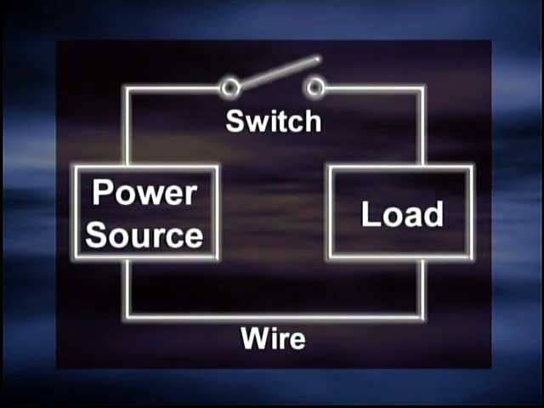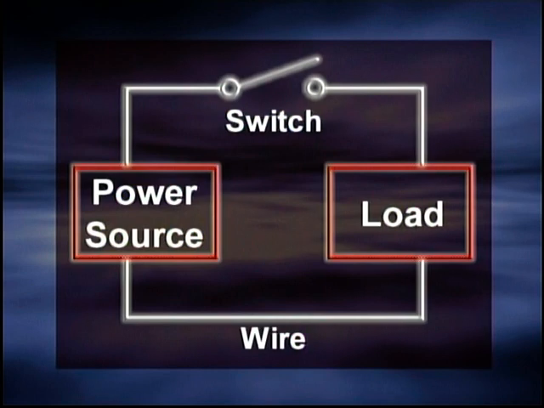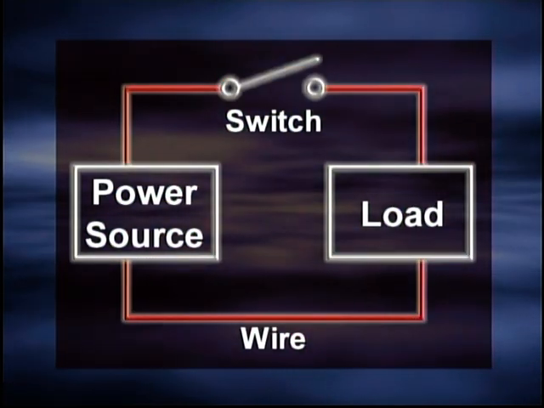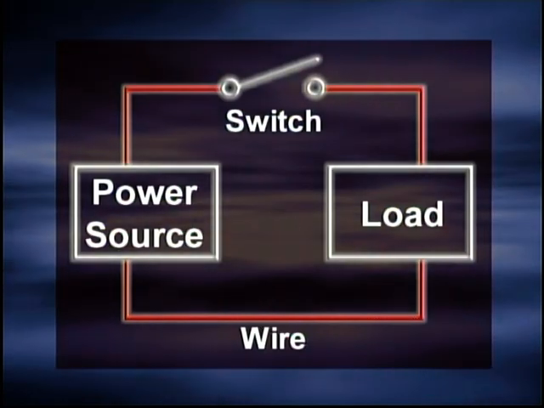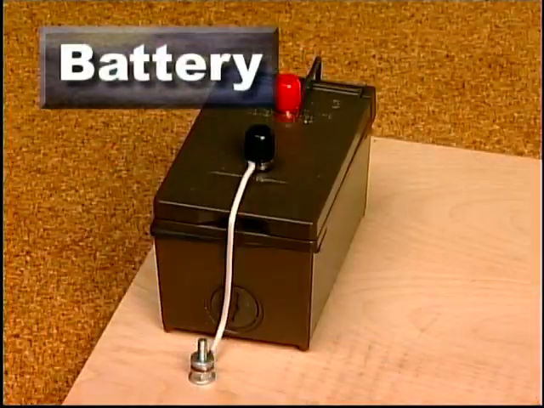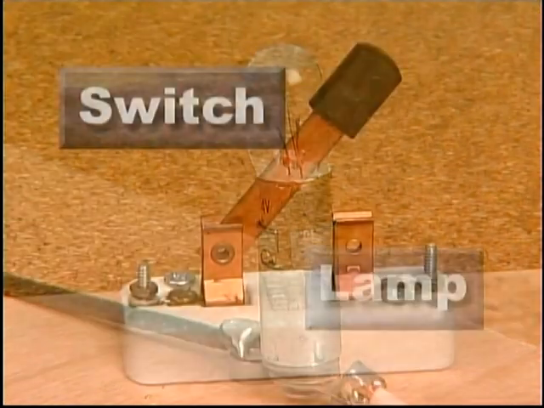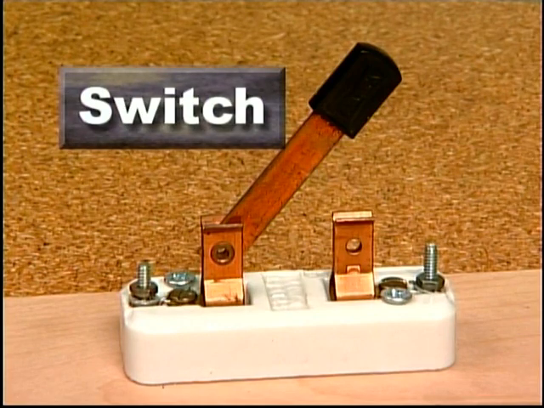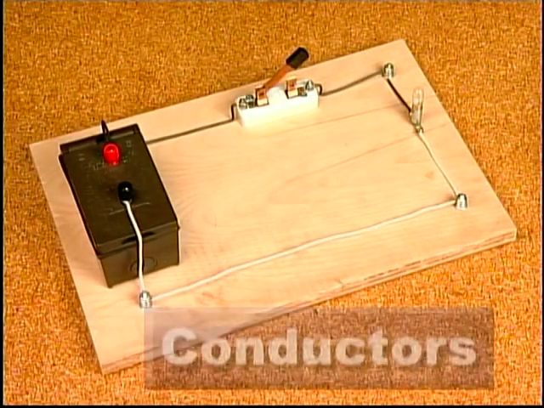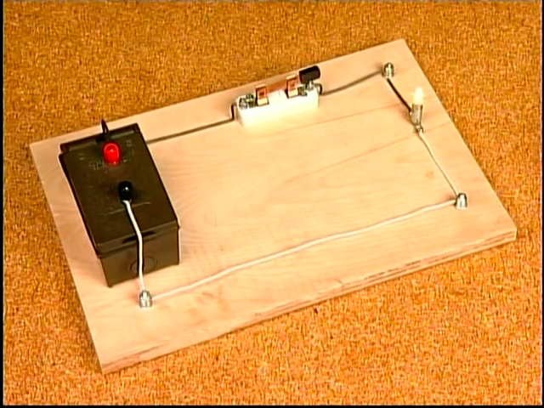Let's examine a simple circuit. Every circuit must consist of a power source, a load, a switch to control the circuit, and wires or conductors to complete the circuit or form a closed loop. This circuit consists of a battery as the source, a lamp that will limit the current flow, a switch that will turn the circuit on and off, and conductors to finish the circuit. With the switch closed, the circuit is complete and the lamp is lit.